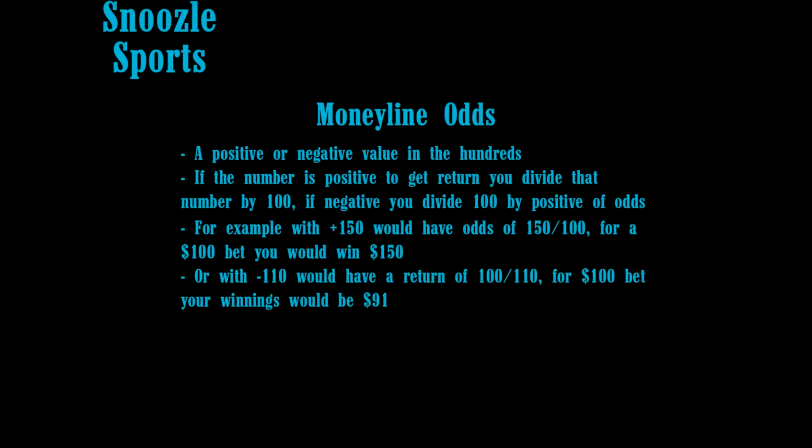If I had a negative 110, so this is very typical, like betting on a spread, which we'll talk about later. If it's a negative number, I have 100 divided by the absolute value of that negative number. So for example, if I bet $100, I'm basically getting $91 back. Or in other words, to get $100 in winnings, I'd have to bet $110. So the negative number is how much you would have to bet to get $100 back. Let me give you an example of this.